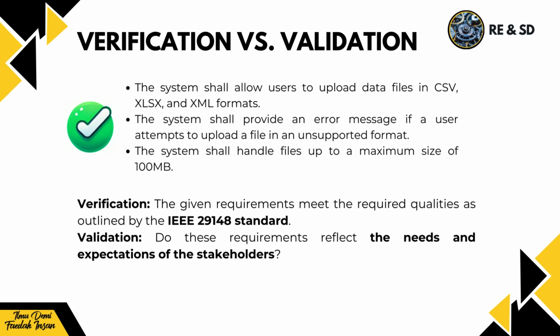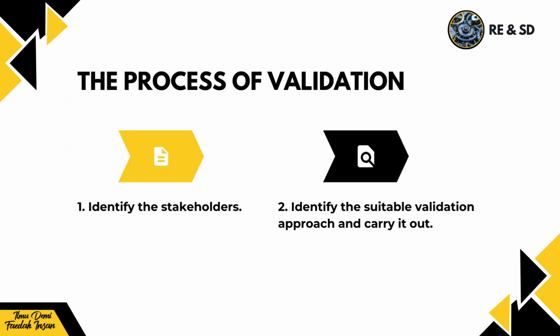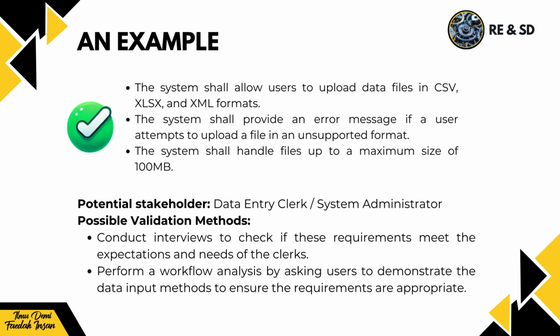Thus, the requirements need to go through the validation process, which involves 2 main steps. First, identifying the stakeholders, and second, determining and executing the appropriate validation approach. Now, let's refer back to the set of requirements we discussed earlier. Assume we would like to validate this set of requirements. The first step is to identify the stakeholders related to these requirements. They could be data entry clerks or even system administrators who are heavily involved in these specific functionalities.